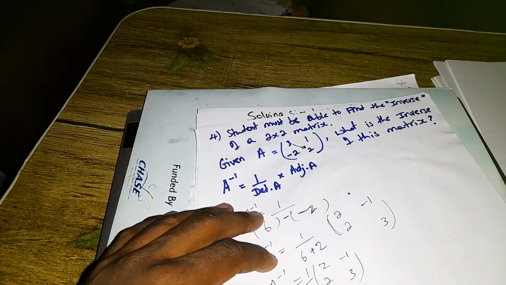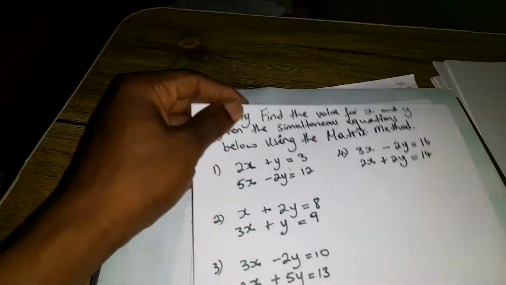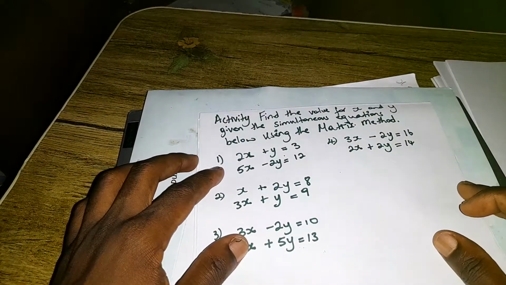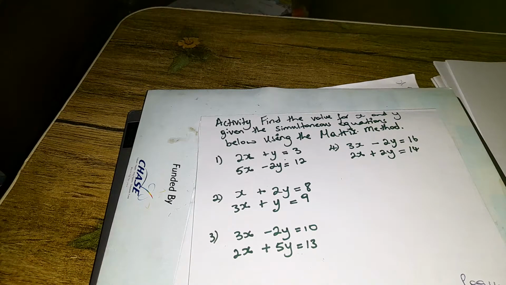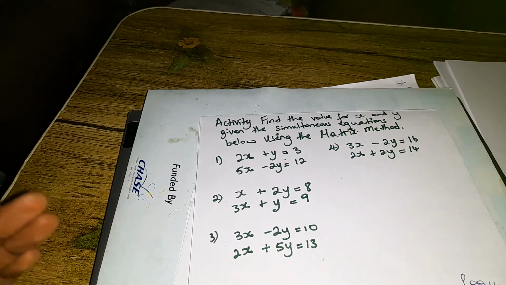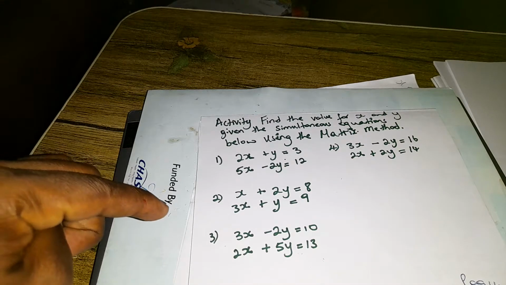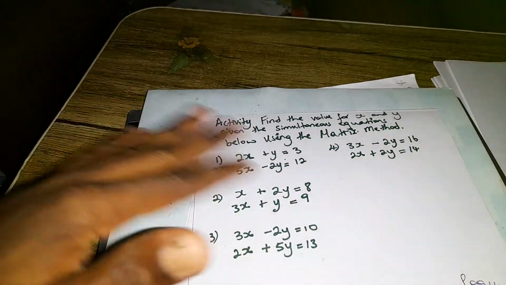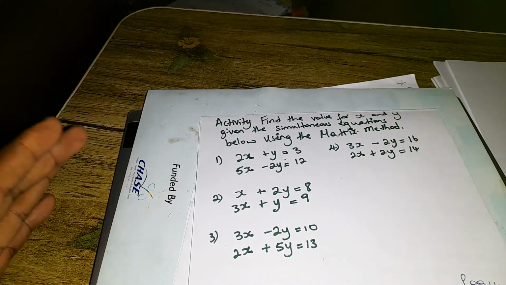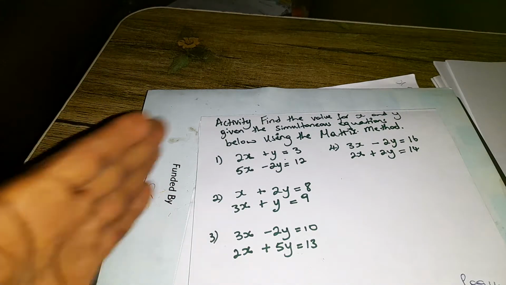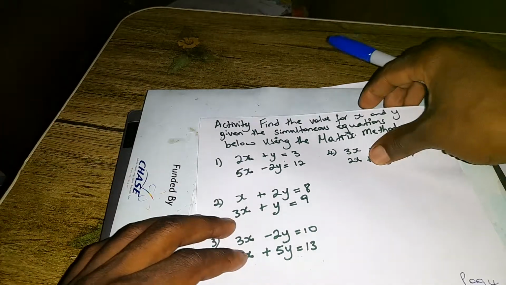All right, look at this now. This is the activity. Find the value of x and y given the simultaneous equations below using the matrix method. All these simultaneous equations that you're looking at now are CSEC questions. I took them from CXC papers, so bear in mind that these are actually CXC paper questions, and you'll be doing them.